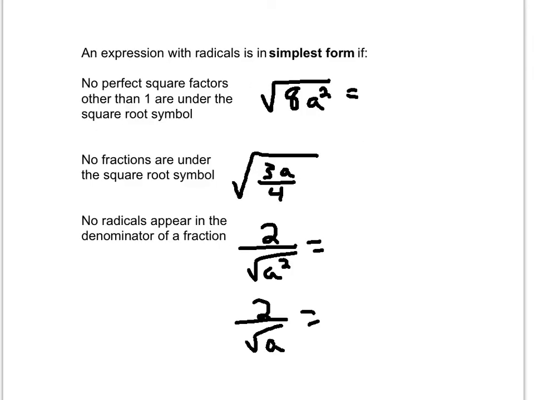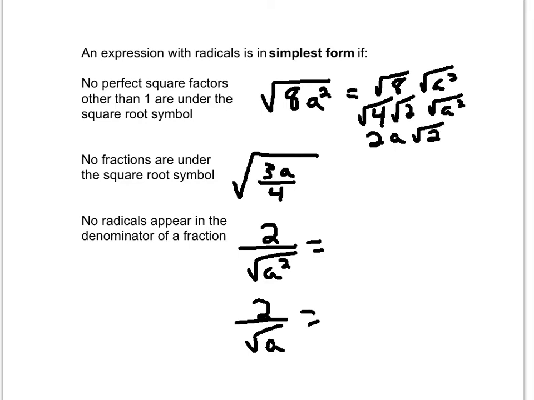An expression with radicals is in simplest form if you've got no perfect square factors other than 1 underneath the square root symbol. So if we've got something like the square root of 8a squared, we break it up into the square root of 8 times the square root of a squared. The square root of 8 has perfect square factors: the square root of 4 times the square root of 2, and then times the square root of a squared. Then we simplify what we can. The square root of 4 is 2, the square root of a squared is just a, and the square root of 2 is simplified because there are no perfect square factors underneath the radical.